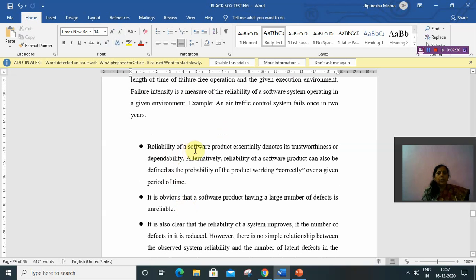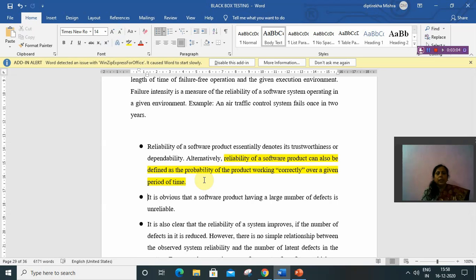Reliability of a software product essentially denotes its trustworthiness or dependability, and alternatively reliability of a software product can also be defined as the probability of the product working correctly. Means how much time the software is working correctly, that is the software reliability. So this is also the definition of reliability of a software. Reliability of a software product can also be defined as the probability of the product working correctly over a given period of time.